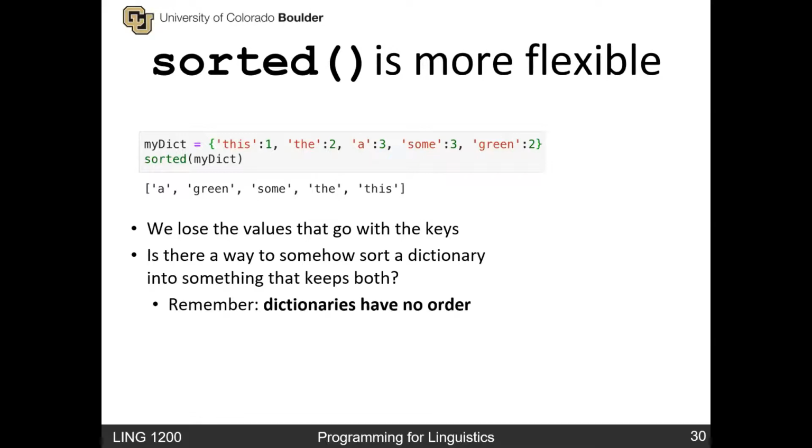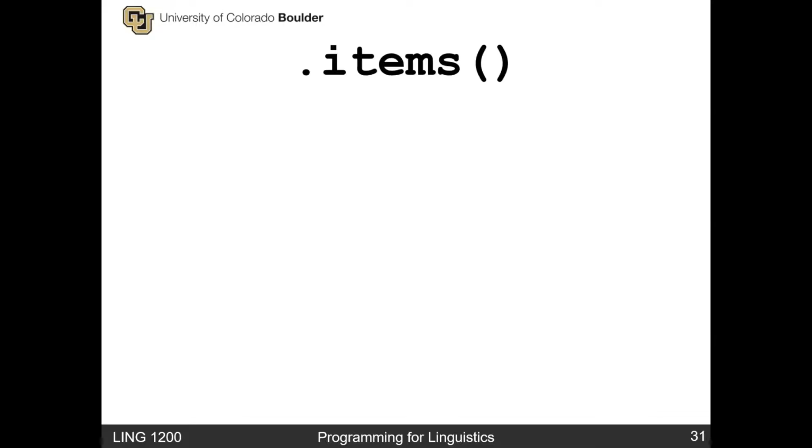them both sorted? And remember, dictionaries have no order, so it's not just a simple way of calling first the keys and then the values maybe. Can't always guarantee what order it will come out in. There is, but to do that, let's first learn about a new method that goes with dictionaries.